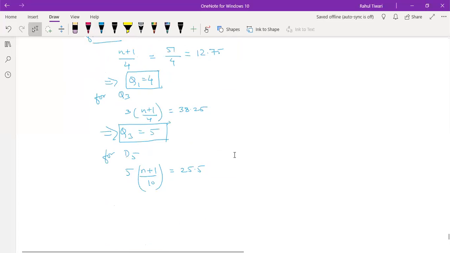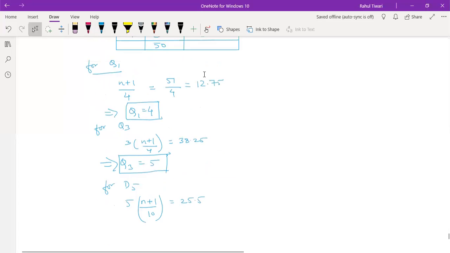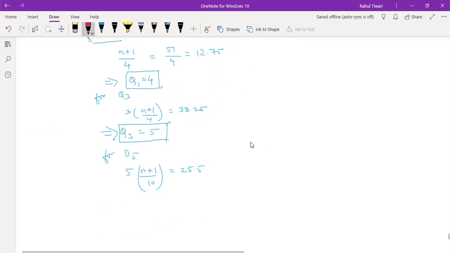25.5 will occur in 25, or 40? Yes, correct. So D5 also occurs here only, right? Therefore, I can say that D5 is equal to 5. Correct.